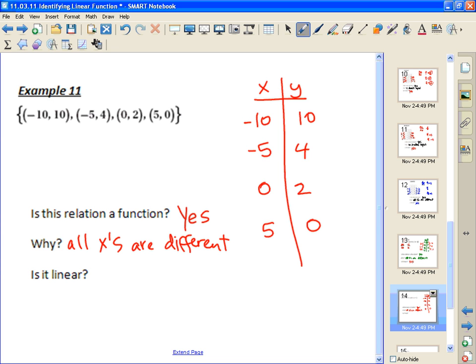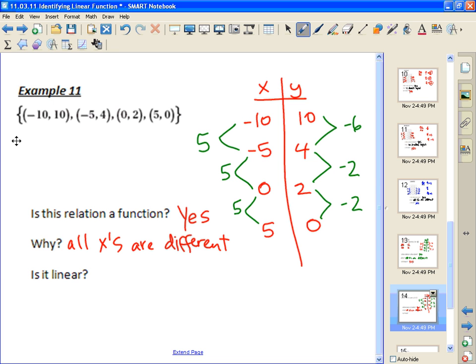And to see if it's linear, I've got to check to see what the change in y over change in x is. So from 10 to 4, the change is -6. From 4 to 2, the change is -2. And from 2 to 0, the change is -2. Then from -10 to -5, it goes up by 5. From -5 to 0, it goes up by 5. And from 0 to 5, it goes up by 5.